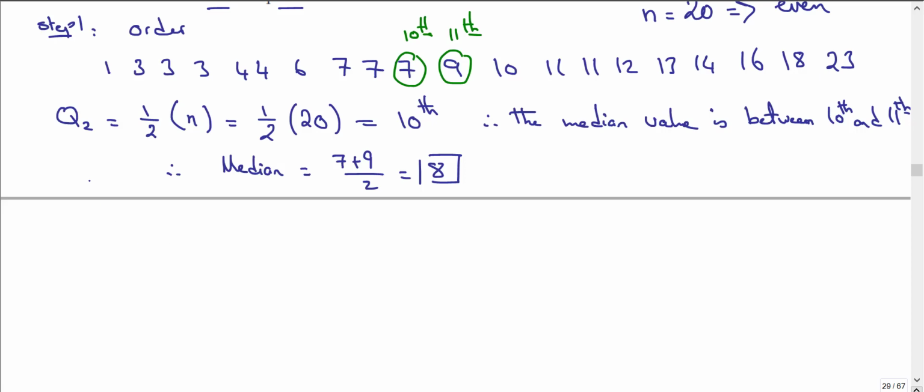We repeat the same thing, but for Q1. Q1, what does the rule say? What's the rule for Q1?